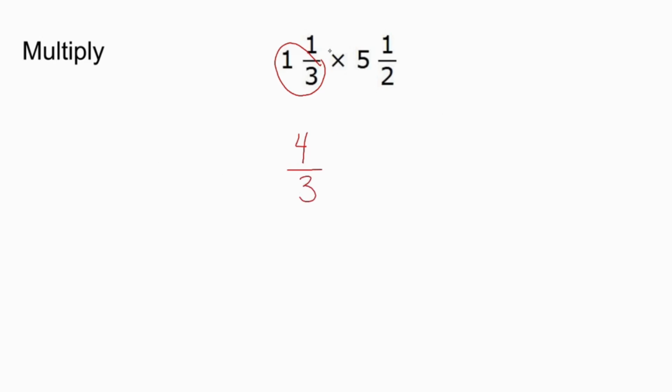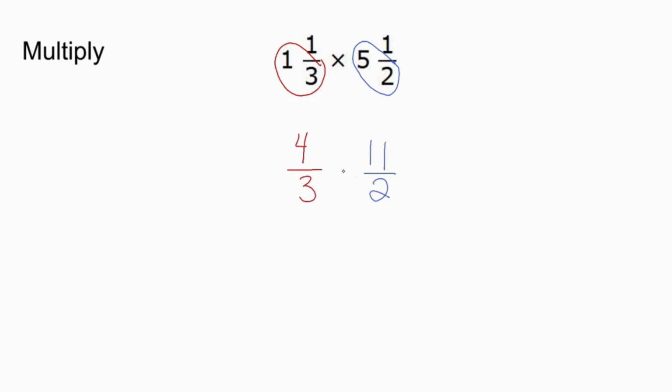Now we're going to do the same exact thing to the other number, 5 1/2. Multiply the whole number that lives out in front to the denominator of 2. So 5 times 2, which is 10. Add that to the numerator, which is 1. So 10 plus 1 becomes 11. And keep your old denominator of 2.